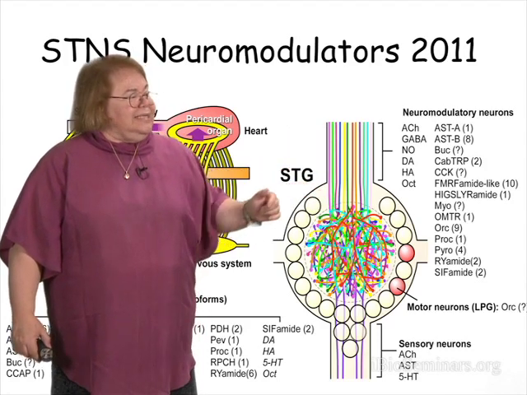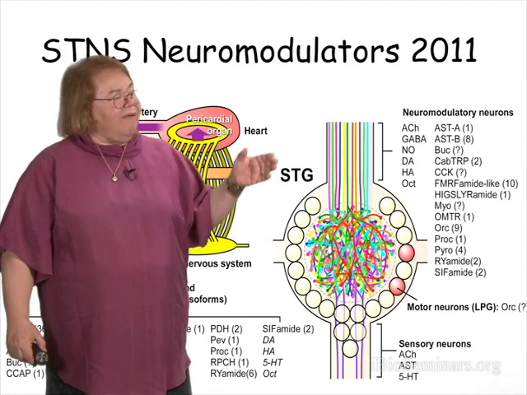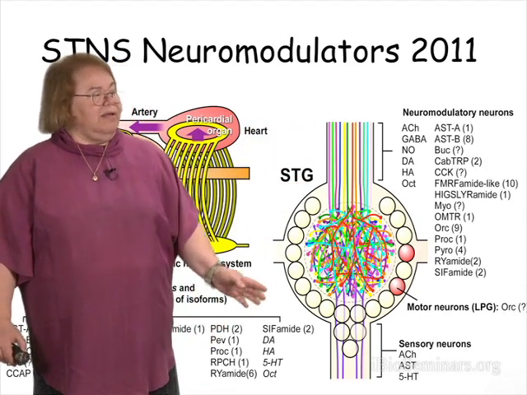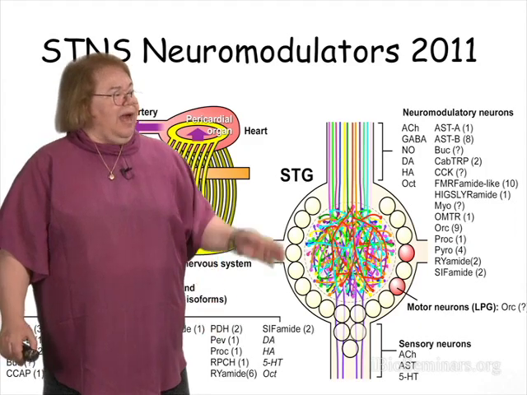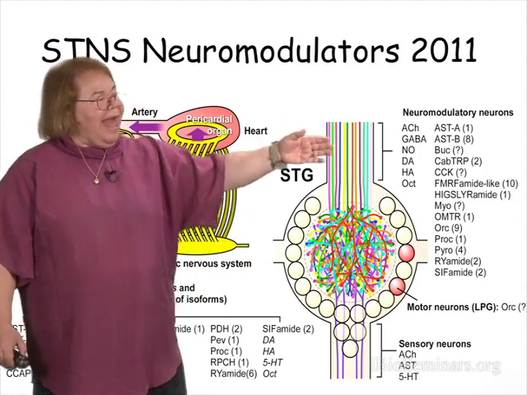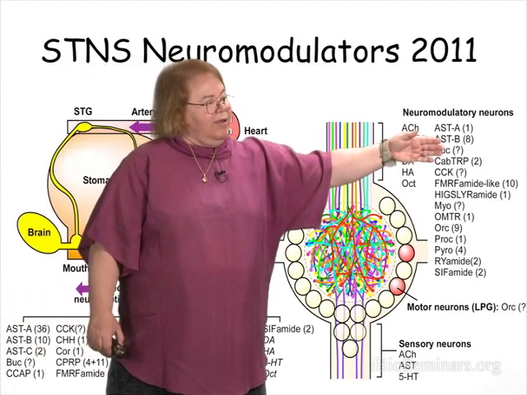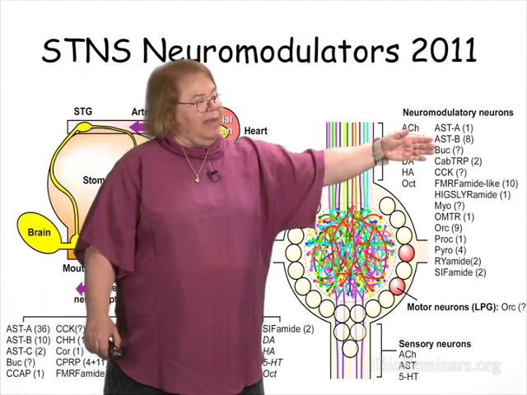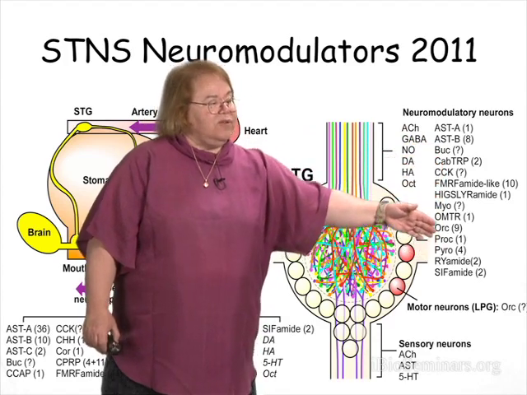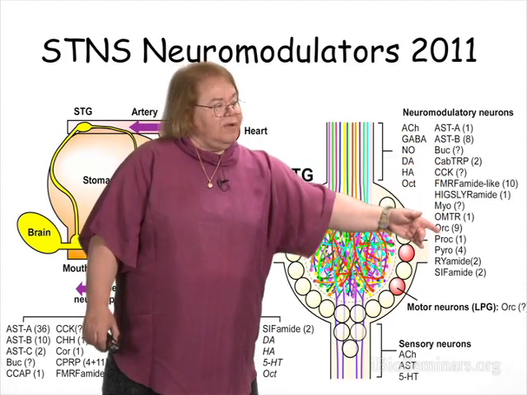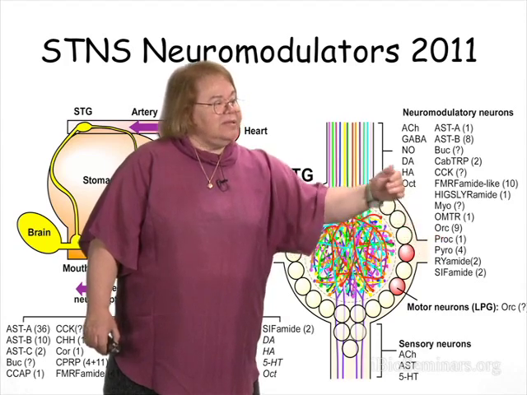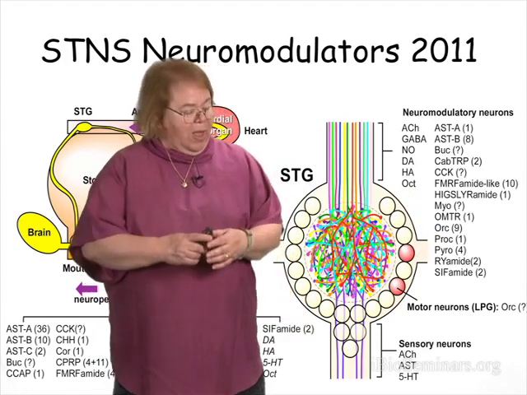These are descending modulatory inputs, and found in those are substances like acetylcholine, GABA, nitric oxide releasing neurons, dopamine, histamine, octopamine, and a raft of neuropeptides. And you can see them here. That's the ASTB I just showed you before, and a ton of other peptides. Some of these are found in single copies. For example, proctolin is a peptide that's only found in one form. Many others have very large family members.